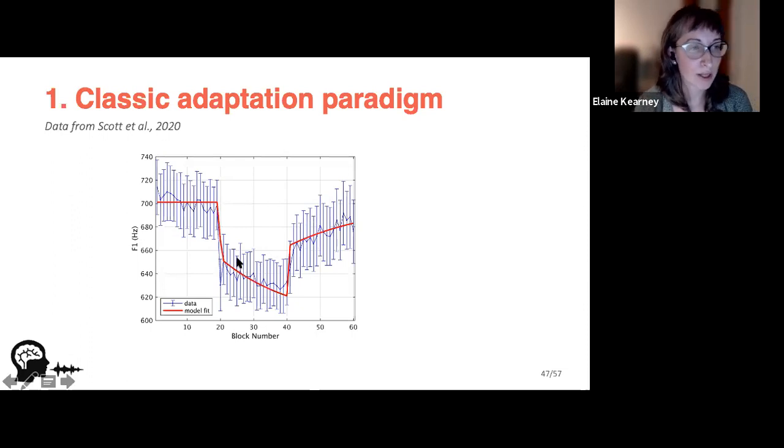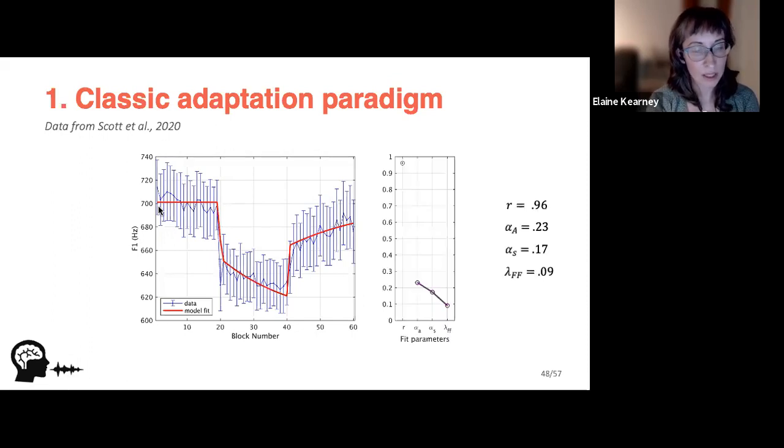Just from a visual perspective, you would also notice that the model does seem to closely pattern with the data, and we do take a few different metrics to assess this fit. Today, I'm just going to share a simple correlation between the model fit and the data, but we have also looked at RMSE as well as some other ways to measure the fit. On the right-hand side, we have a correlation coefficient, which is 0.96. That's a very strong correlation between the data and the model.